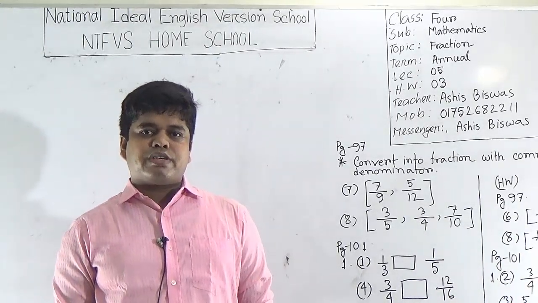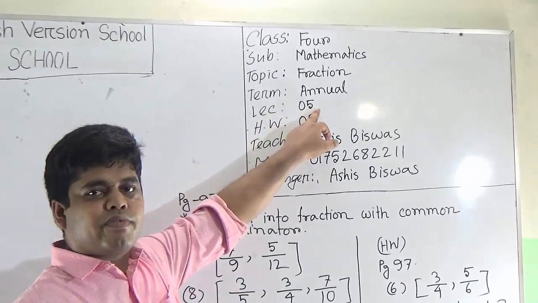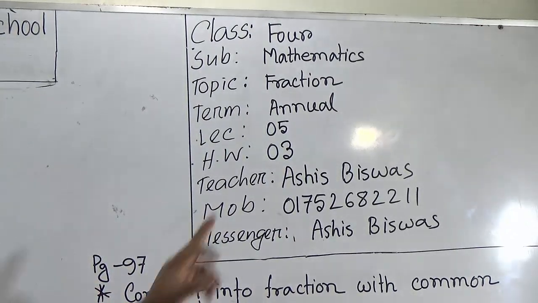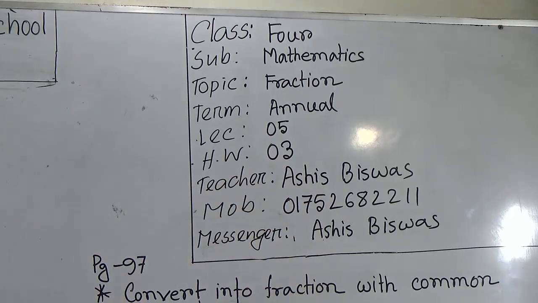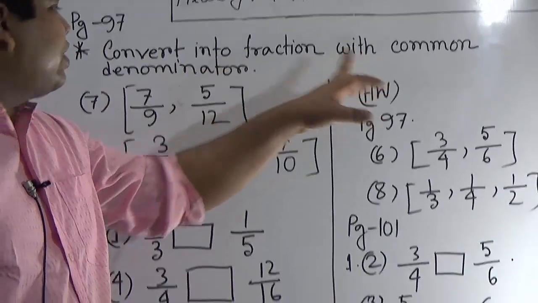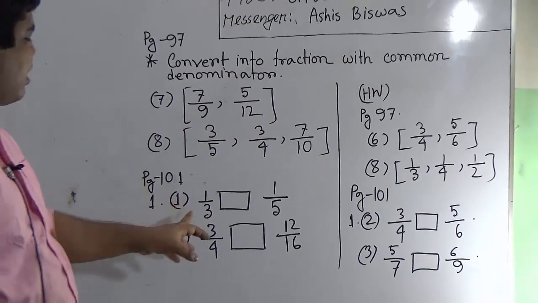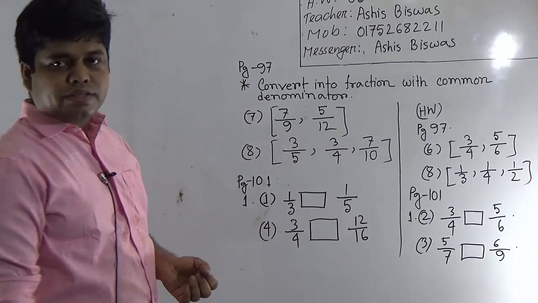My dear students, today is our lecture number 5, and in our class SW will be given and SW number 3. After completing our class, we will be able to convert fractions with common denominator, and we will find out the greater fraction and smaller fraction. Okay, so let us start.